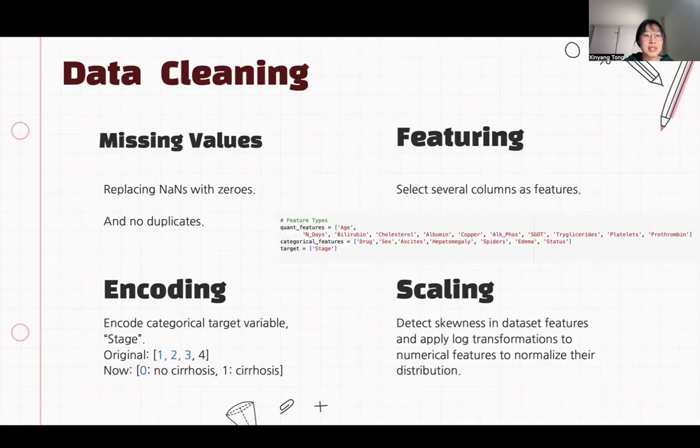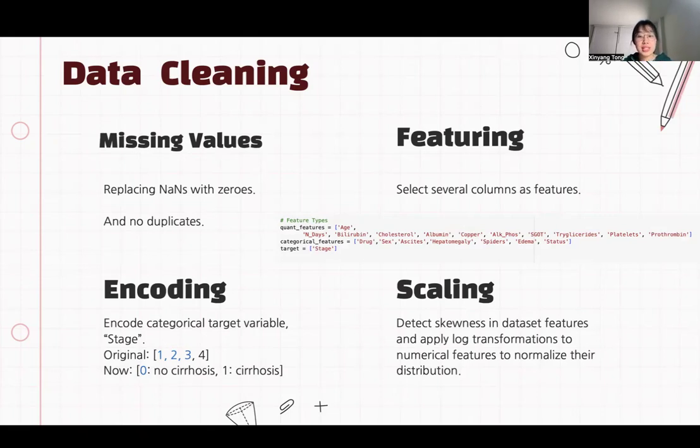And 0 means this patient doesn't have cirrhosis, which relates to the first, second, and third stages. And the value of 1 means that this patient has cirrhosis. This corresponds to the fourth stage. And next, we come to the scaling part.